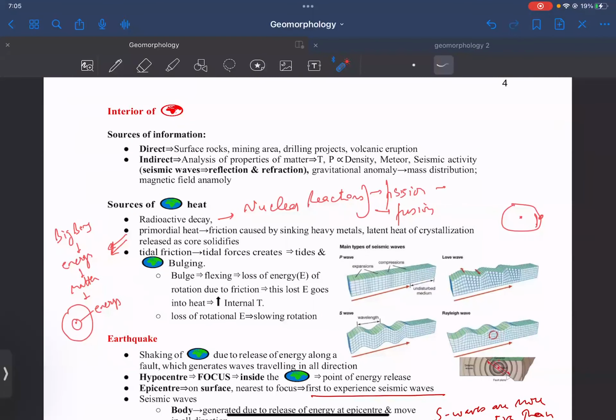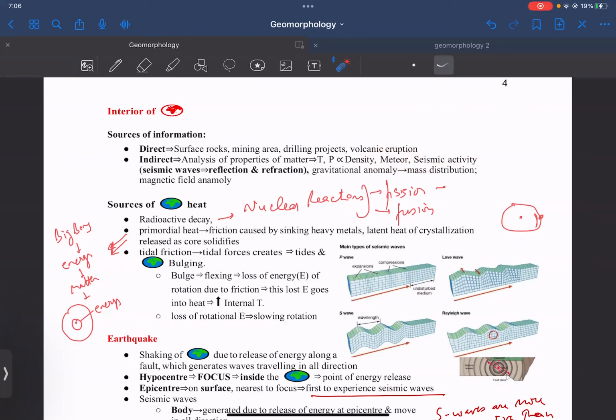Keep this in mind: in direct sources, we analyze the properties of different matter, so we got to know that as we move from the surface towards the core, temperature, pressure and density increase. Secondly, meteors. Since meteors have been formed through the same process as our planet Earth, through indirect analysis of meteors we found information about the interior of the Earth.